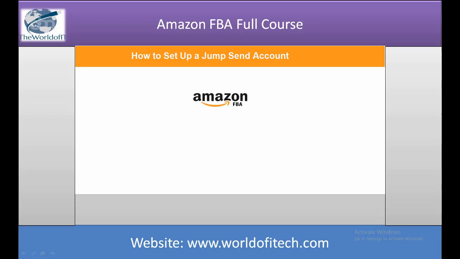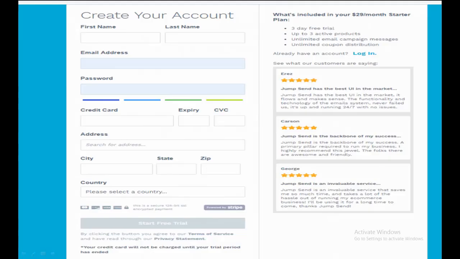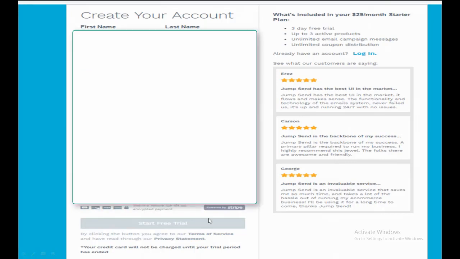Go to the JumpSend website, choose seller account and fill out the form. Make sure to choose the appropriate subscription plan. This should have been decided upon before starting the process. Type email address, password, credit card number, expiry date, CVC, address, city, state, zip code, country.